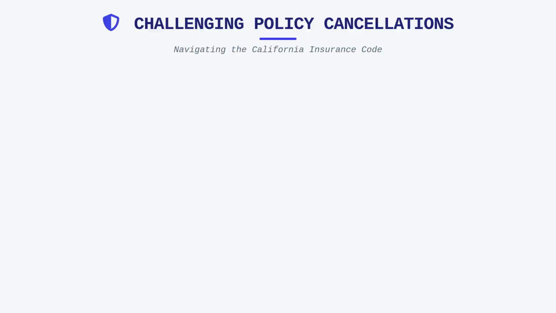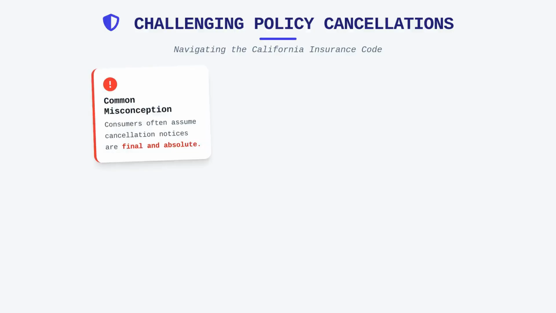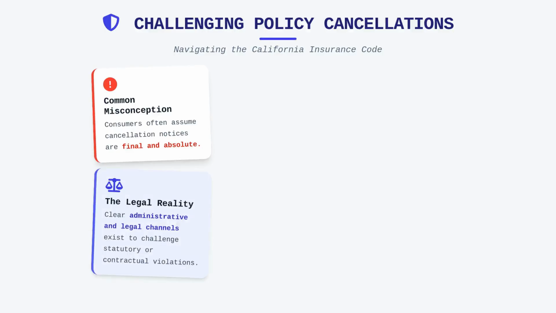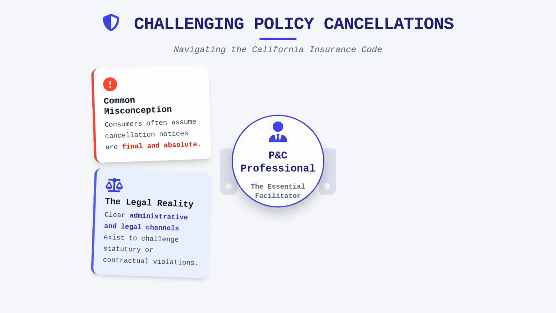Welcome back. When an insurance carrier issues a notice of cancellation, consumers often assume the decision is final and absolute under the California Insurance Code. However, policyholders have clear administrative and legal channels to challenge a cancellation that they believe violates statutory requirements or contractual agreements. As a property and casualty professional, your understanding of these mechanisms is critical because clients will naturally turn to you when they receive an unexpected notice of termination.